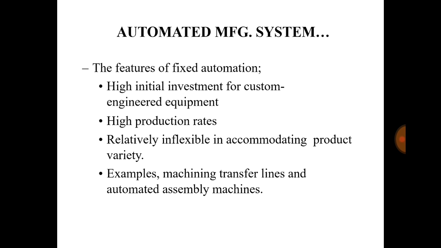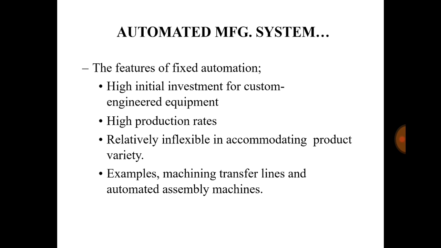Now the features of fixed automation: high initial investment for custom engineering equipment. As in fixed automation you will be using special purpose machines, there will be a huge initial investment. Then high production rate. As you are using special purpose machines, you will get a high production rate compared to general purpose machines, because general purpose machines have less capability compared to special purpose machines. Then it is relatively inflexible in accommodating product variety.